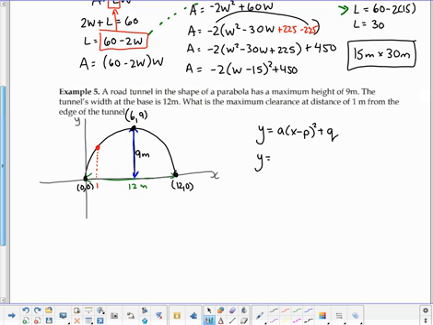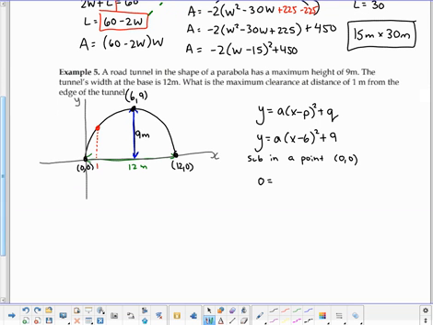Do we know A? No. Do we know P? What's P? 6. So x minus 6 squared plus 9. Good. How do we find A? Sub in? Remember doing this? A point. What's the easiest point? Yeah, let's do 0, 0.